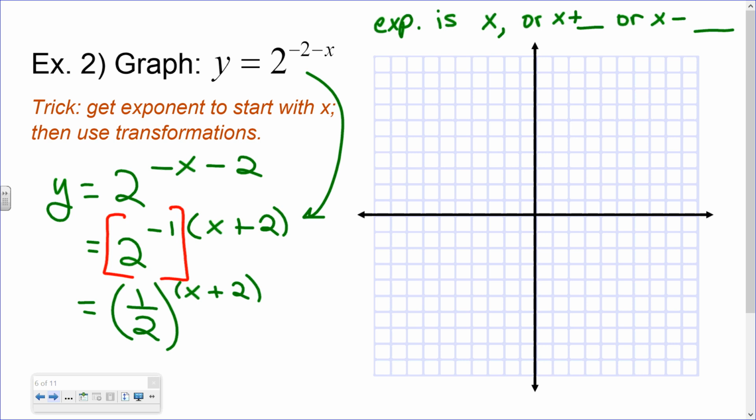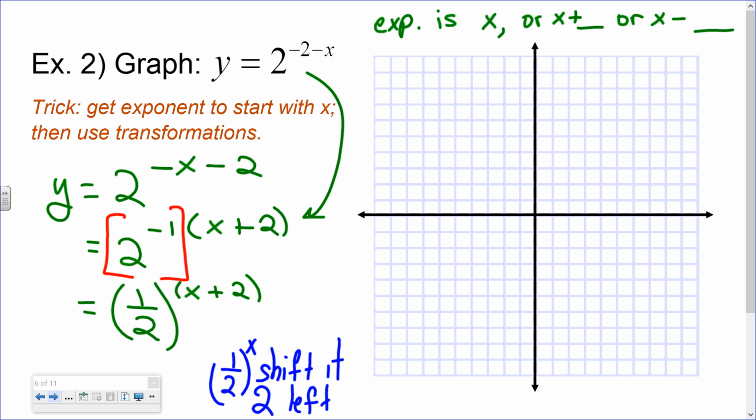And we have just added 2 on the inside of the function y equals a half to the x. If I add on the inside, what do I need to do? No, if I add on the inside, with our transformations? What does that do to the graph? If I add on the inside, then I need to shift 2 to the left. So I need to take the graph of a half to the x and shift it 2 to the left.